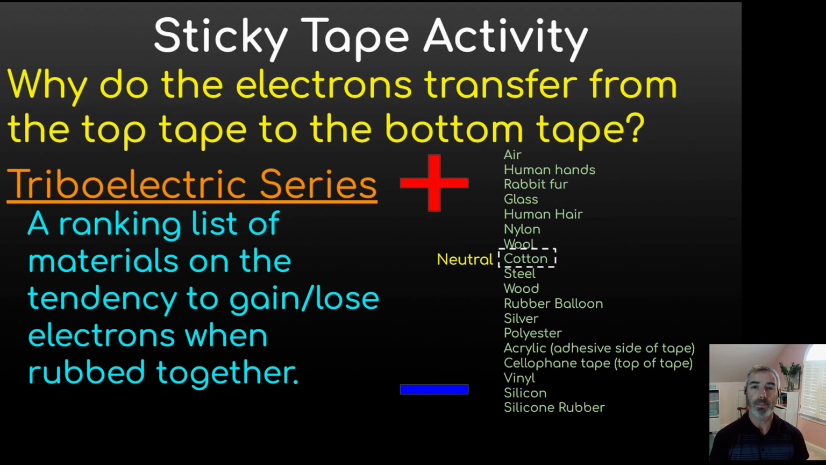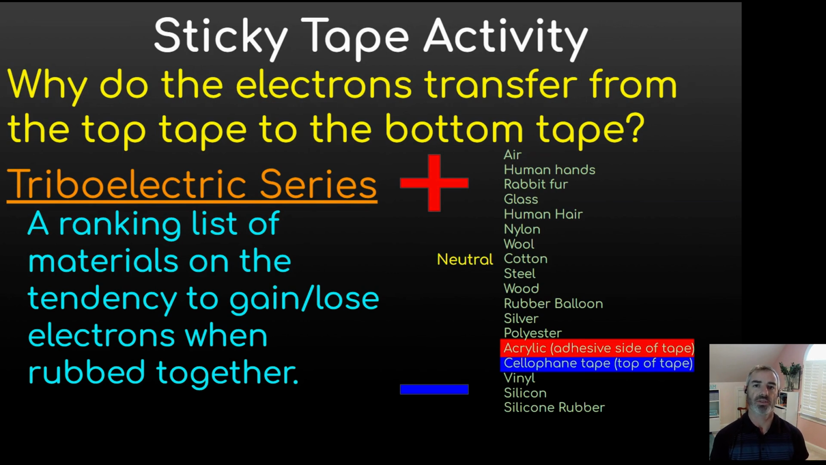Now, why did the tapes become charged the way they did? So let's look at the parts of the tape. See, the acrylic, which is the adhesive side of the tape, is listed here. And if we look further down on the list, the cellophane of the tape, which is the top part of the tape, is just below it on this list, which means the acrylic or the adhesive side is more likely to become positive and lose electrons than the cellophane part of the tape, which is the top side of the tape. It becomes more negative.